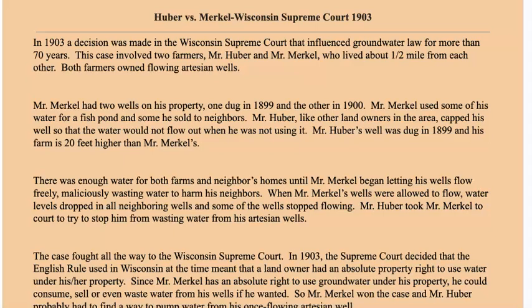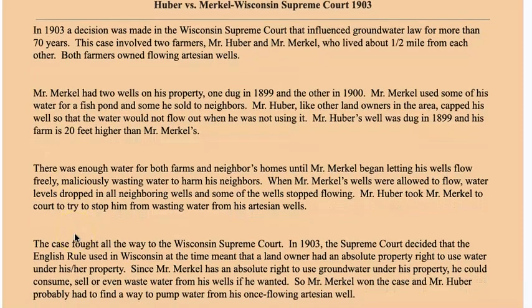Mr. Huber's well was dug in 1899, and his farm is 20 feet higher than Mr. Merkel's. So this is going to start to come into play. If we're starting to look at when they dug it, they both dug it in 1899. But look, Mr. Merkel's farm is not as high, because it says Mr. Huber's farm is 20 feet higher than Mr. Merkel's. And we've been talking about how groundwater flows from higher to lower elevations. So this may come into play later on.